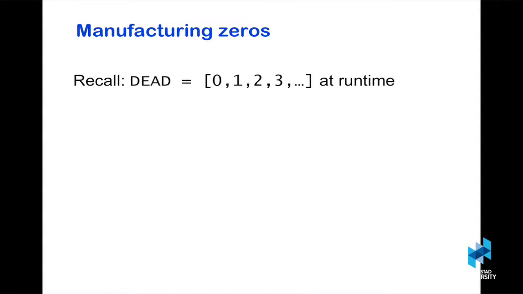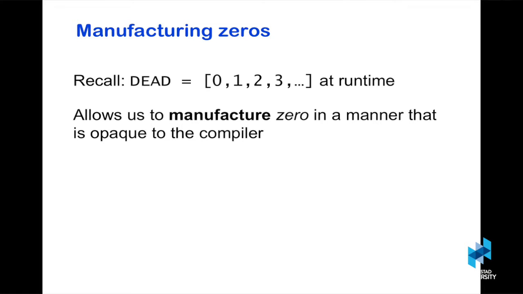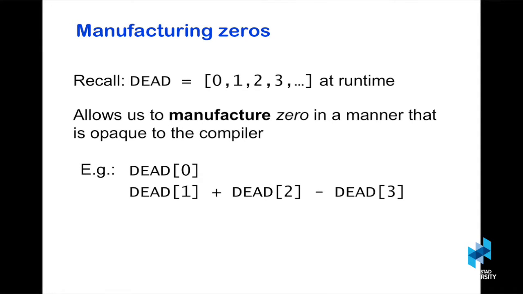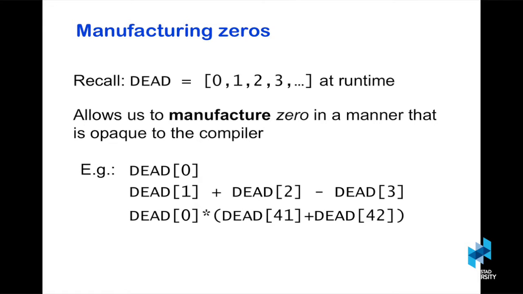But we've got this dead array, and we know at runtime what the dead array is going to contain. So this allows us to manufacture expressions that are guaranteed to evaluate to 0 or to 1 or to anything we like. We can use this array that's opaque to the compiler to play tricks. For example, we can make a 0 by saying, give me dead 0. Or we could get dead 1 plus dead 2 minus dead 3. Remember, dead I is equal to I at runtime, but not at compile time, in the sense that the compiler doesn't know this.